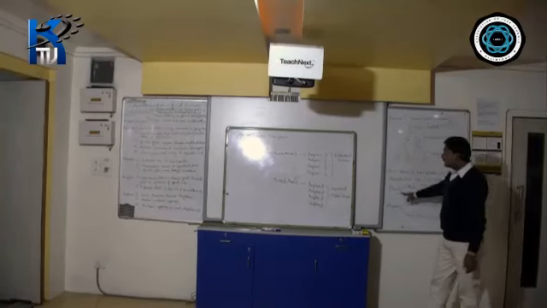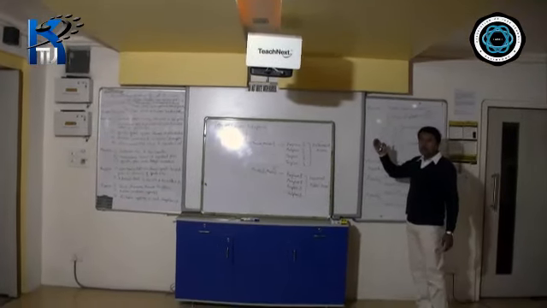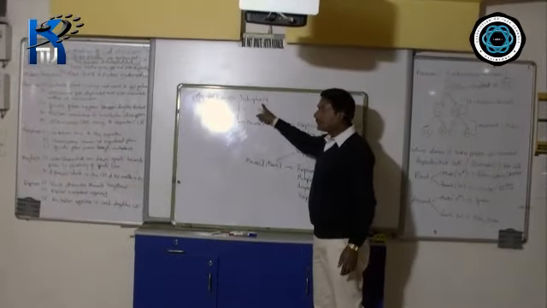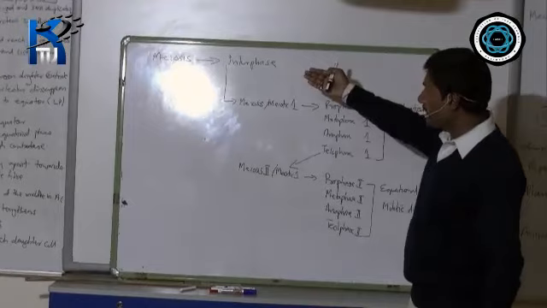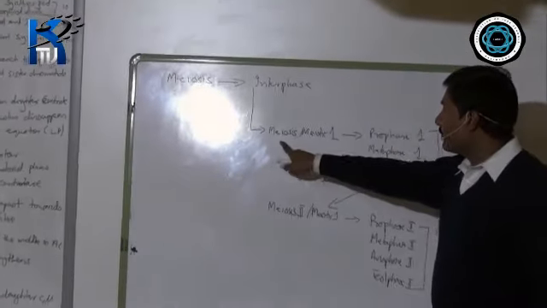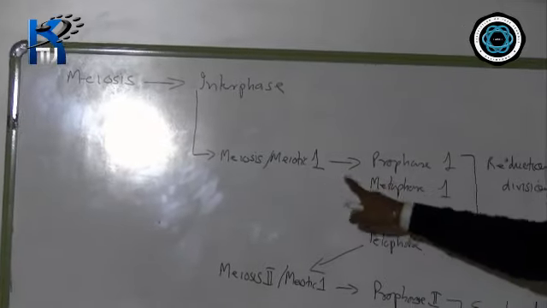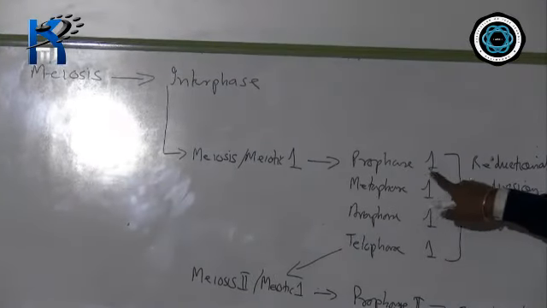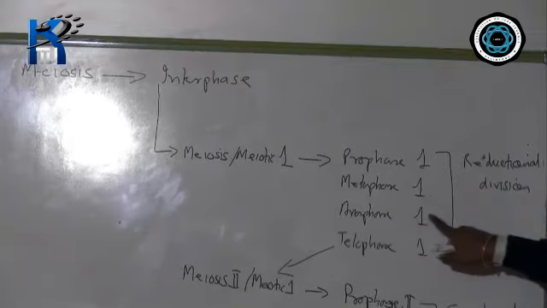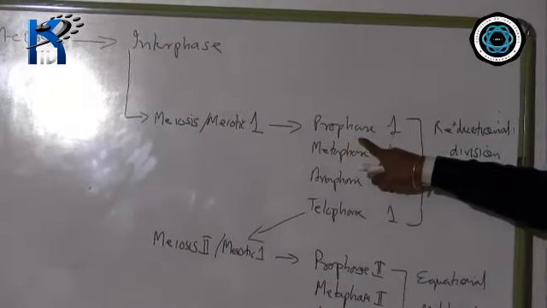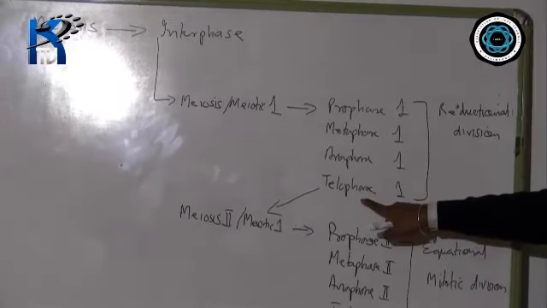Now, how is this meiosis going to take place? First of all, interphase, the preparatory phase where the cell has to prepare. Then meiosis 1, or meiotic 1, is followed by prophase 1, metaphase 1, anaphase 1, telophase 1. You are all acquainted with the terms prophase, metaphase, anaphase, and telophase.